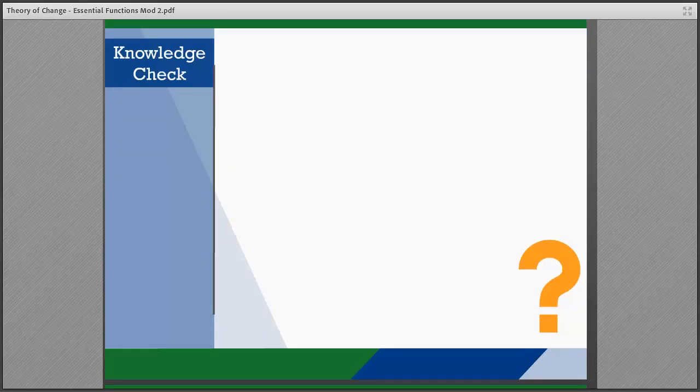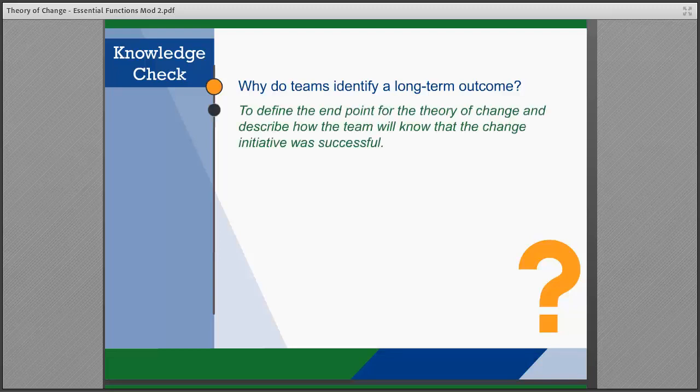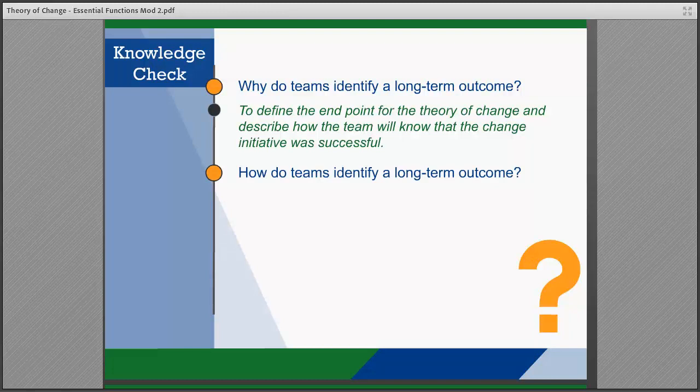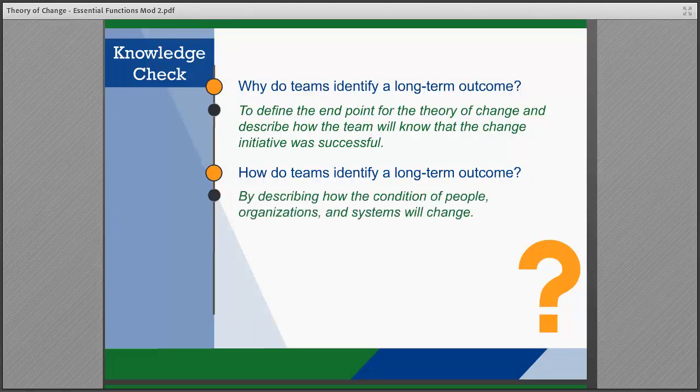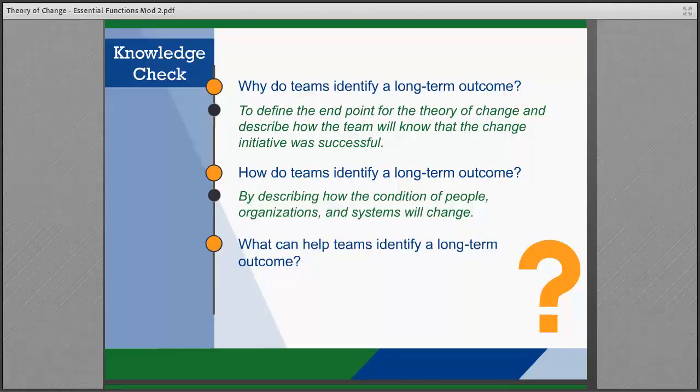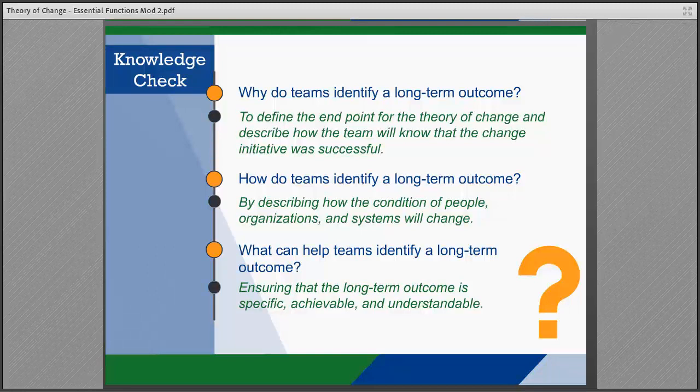Let's take a moment to check in on what you've learned about identifying a long-term outcome. Why do teams identify a long-term outcome? To define the endpoint for the theory of change and describe how the team will know that the change initiative was successful. How do teams identify a long-term outcome? By describing how the condition of people, organizations, and systems will change. What can help teams identify a long-term outcome? Ensuring that the long-term outcome is specific, achievable, and understandable.